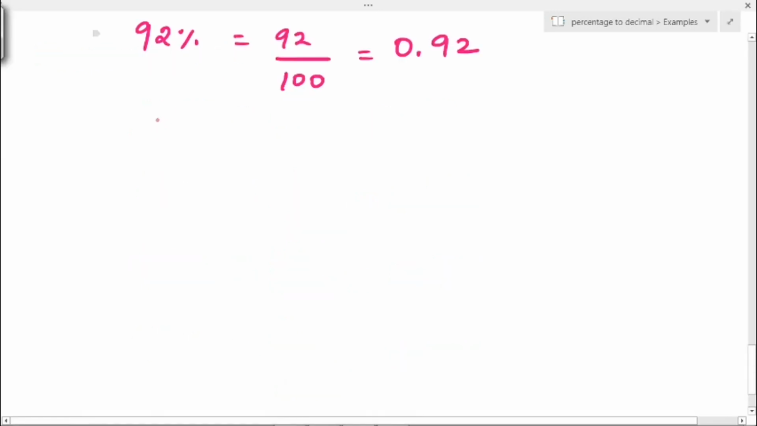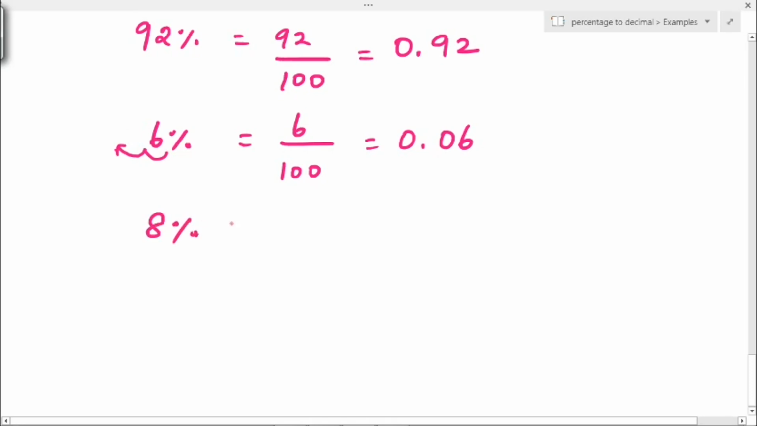Suppose we have a single digit value like 6 percent. This can be written as 6 divided by 100. Here also we have to move the decimal 2 places to the left. So this is 1 and 2. Here we have to assume some 0, so this can be written as 0.06. In the gap we have to fill the 0 value. So that is 0.06. Suppose we have 8 percent. That is nothing but 8 divided by 100. So this is 0.08. That is 1, 2. In this gap we have to fill one 0 value. So that is 0.08.